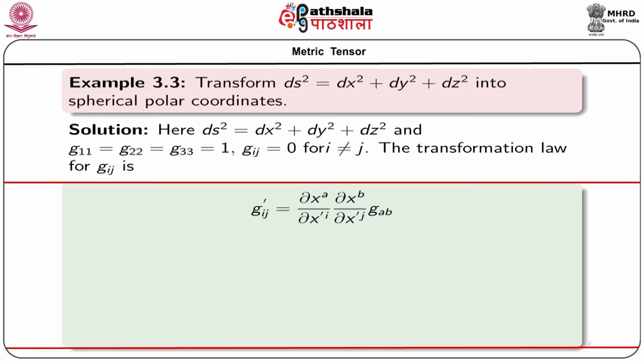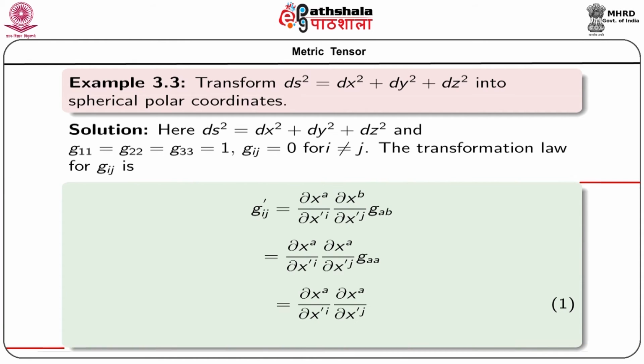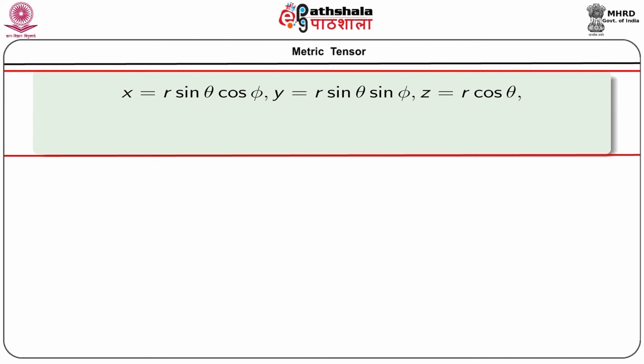G dash ij equals ∂xa/∂x'i ∂xb/∂x'j Gab. When a equals b, we get ∂xa/∂x'i ∂xa/∂x'j Gaa, because for a not equal to b the others are 0, and here G11, G22, G33 equal 1. So G dash ij will take the form ∂xa/∂x'i ∂xa/∂x'j. Now, for the spherical transformation, x equals r sin theta cos phi, y equals r sin theta sin phi, and z equals r cos theta is the transformation rule, where r is the radius of the sphere.